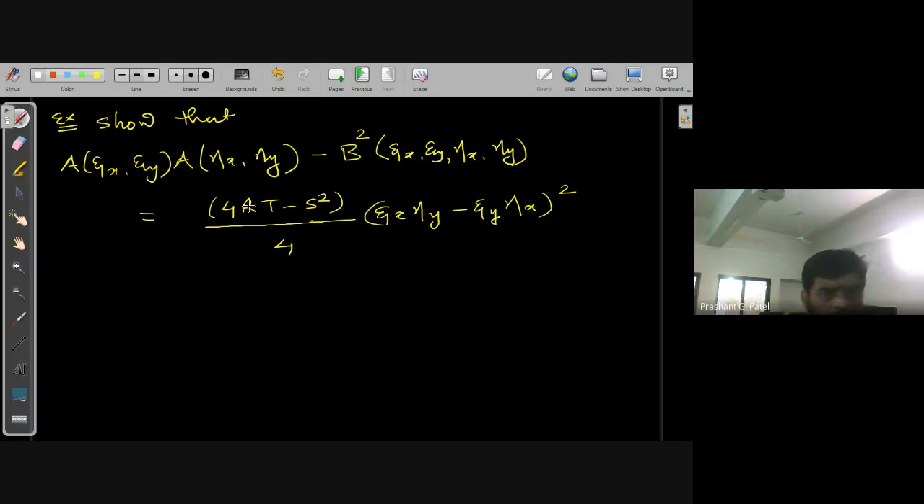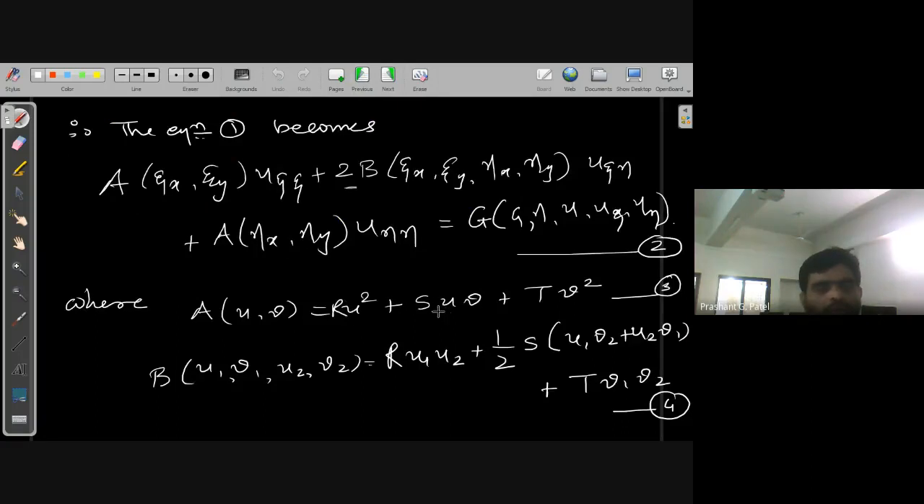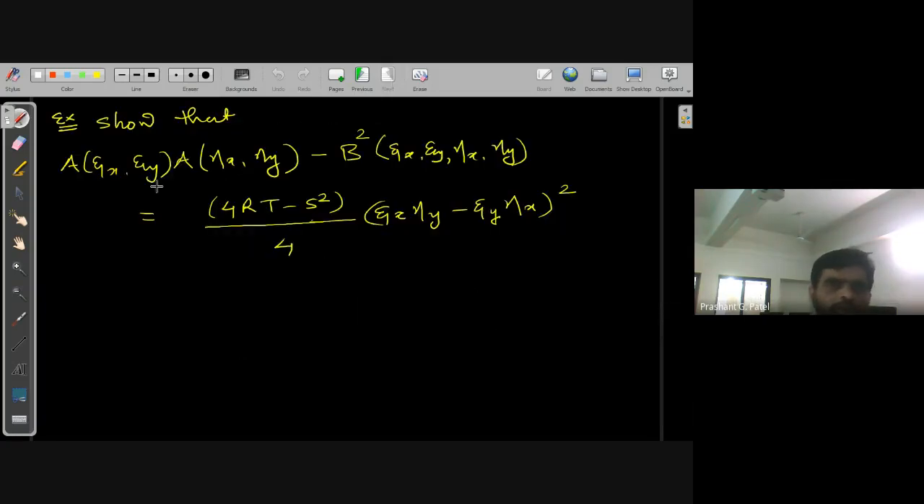You have to do it here by substituting this a. The value of a is this r u square plus s uv plus t v square, and value of b is this. You have to substitute this value, start with the left hand side and try to prove the right hand side, and it is very easy to deal with. We'll call this equation number 5. It's required, it's the most important situation that will appear here.